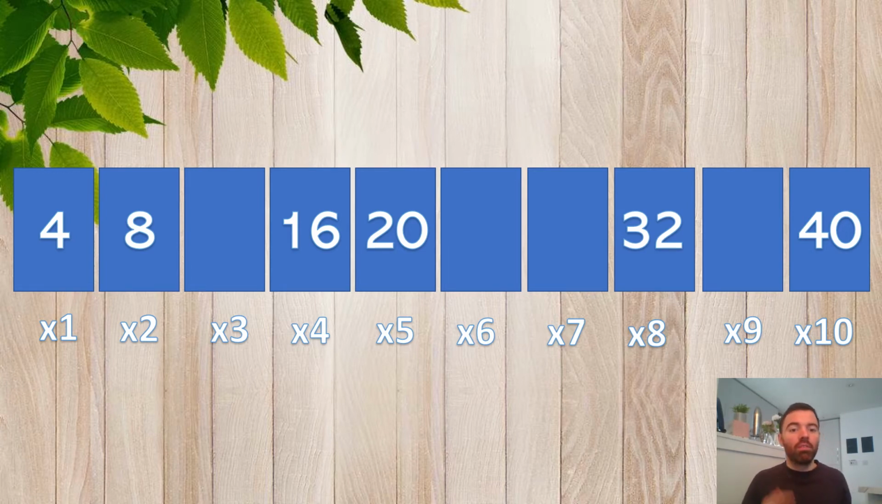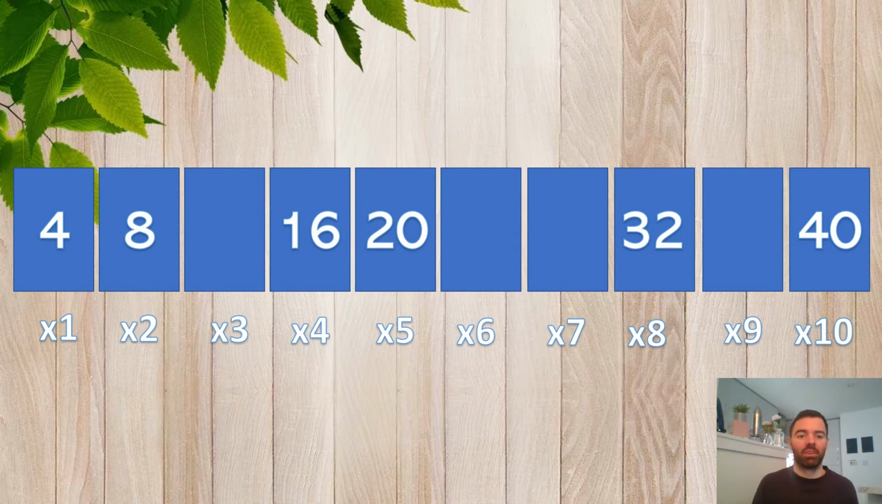Let's count up then. I'll count, you count. 4, 8, 16, 20, 32, 40. Your turn. 4, 8, 16, 20, 32, 40. Can we count down the way? 1, 2, 3. 40, 32, 20, 16, 8, 4.